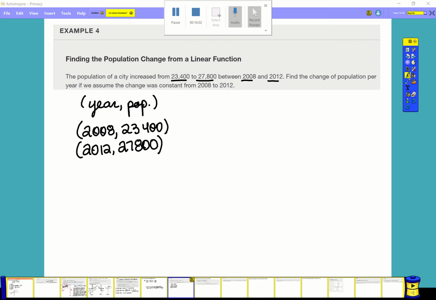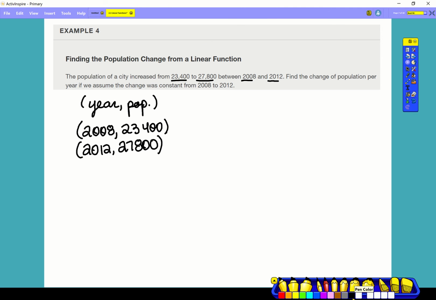Okay, and this says find the change of the population per year if we assume the change was constant from this year to this year. So if the population numbers are Y's, we're going to have 27,800 minus 23,400. And those are our Y values. And then we're going to do that over our change in X, which is 2012 minus 2008.